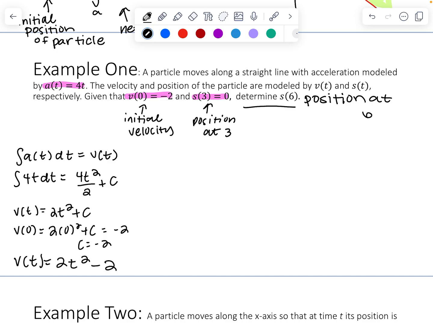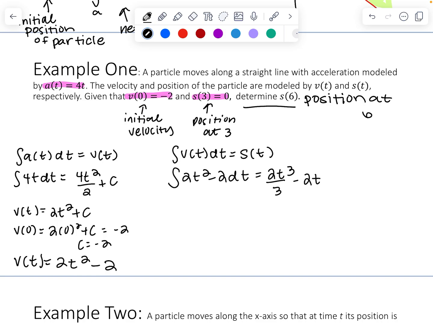So now we know the velocity, but our end goal is to find the position. Same idea: the integral of the velocity function is the position function. So I'm going to take the antiderivative of this, and that is going to equal 2t cubed over 3 minus 2t plus c. That's what we have for our position, but I need the position function, which means I need to know what c is. I'm told if I plug in 3, I'll get out 0. So I'm going to plug in 3 here, and I should be getting out 0. So 2 times 3 cubed over 3 minus 2 times 3 plus c.